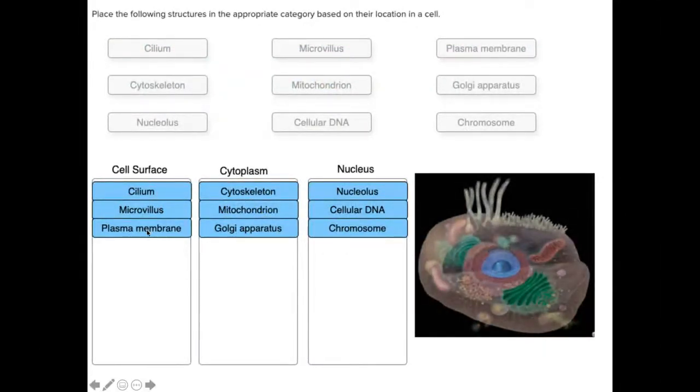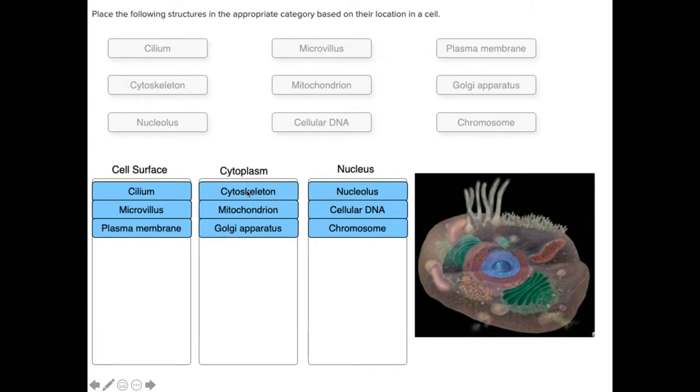Then here you have to be able to drag and drop things that can be found along the cell surface, like cilia, which are these things here, microvilli, which are the smaller extensions here, and the plasma membrane, also known as the cell membrane, going around it. The cytoplasm, which is everything between the cell membrane and the nucleus. Everything in here is the cytoplasm.